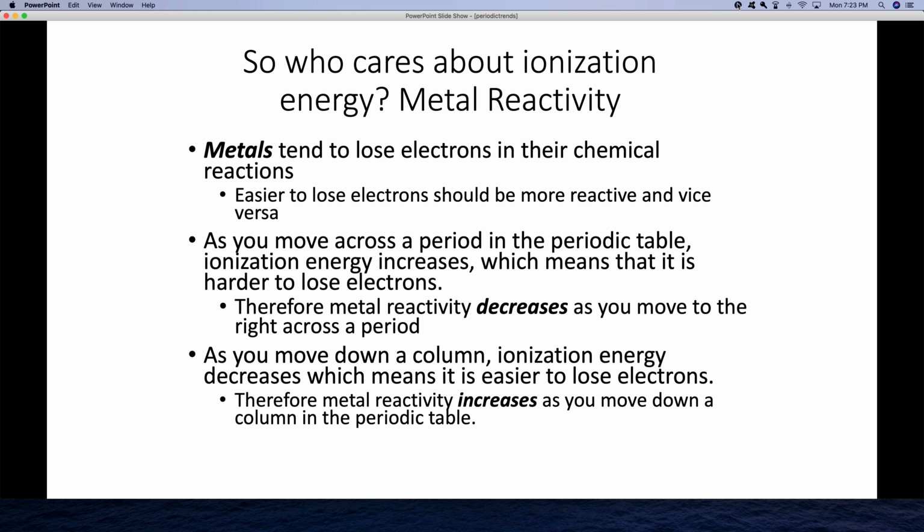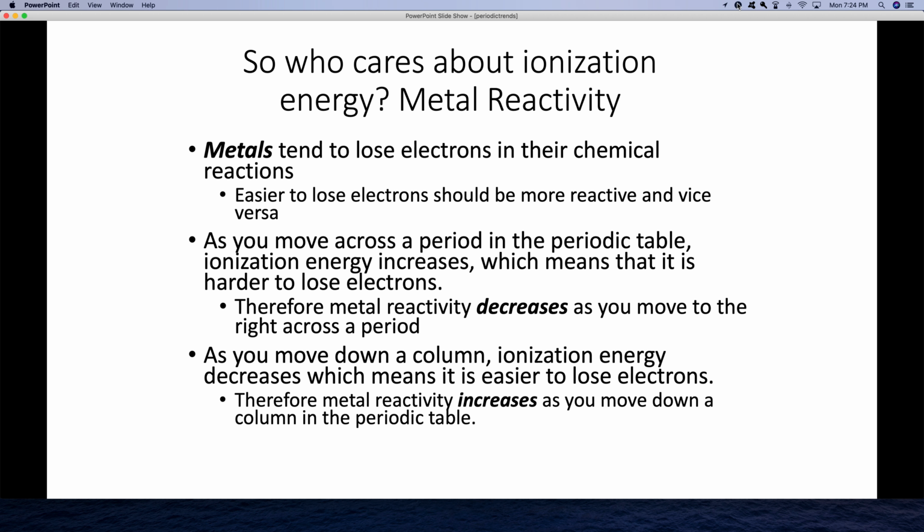So as the bullet points say, as we move across a period, across a row, ionization energy increases, which means it's harder to lose electrons. Therefore, you would expect metal reactivity to decrease. Going down a column, atoms get larger, therefore the ionization energy decreases, making it easier to lose electrons. Therefore, you would expect metal reactivity to increase as you move down a column on the periodic table.